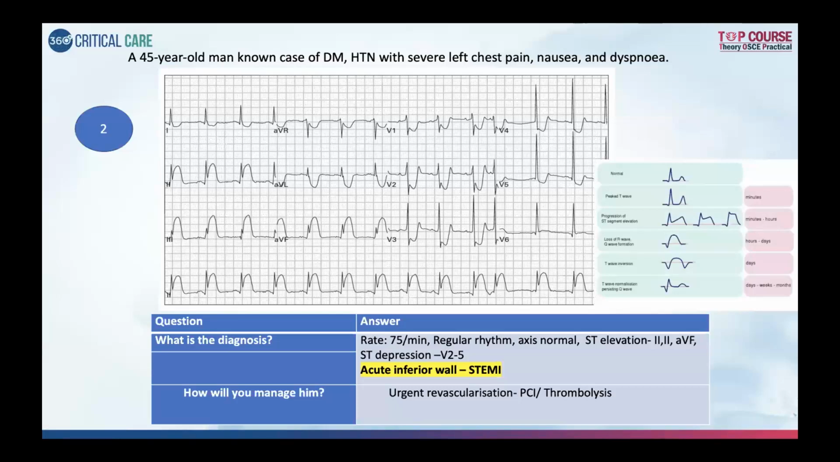So regarding ST elevation MI, you need to know what is the timeline of the ECG changes. So first you'll have the peak T waves followed by progression of the ST segment elevation. Then there'll be loss of R wave and Q wave formation. Okay. Then you'll have a T wave inversion, and the last one would be established Q waves. Okay. And normalization of the T wave. So this happens from minutes to days to weeks.